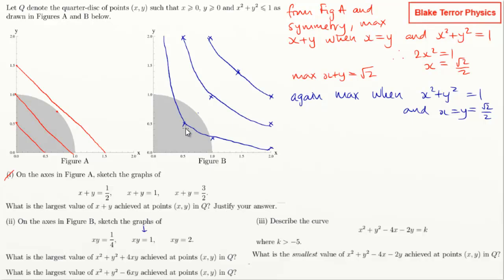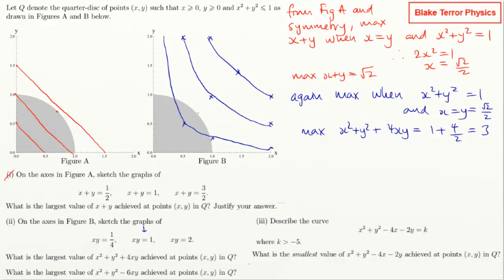Okay, so what am I trying to work out? This thing here. The maximum of x squared plus y squared plus 4xy is going to be 1 plus 4 lots of xy. So 4 lots of root 2 over 2 squared, so 4 lots of a half. So 3. Okay, we've got another one to do.